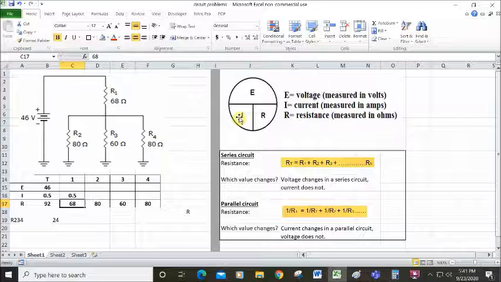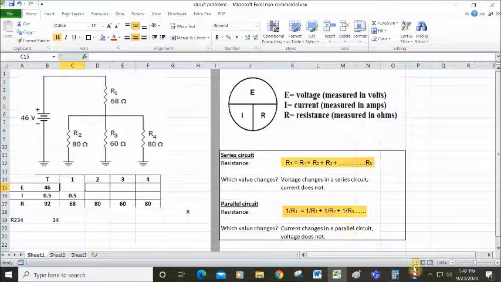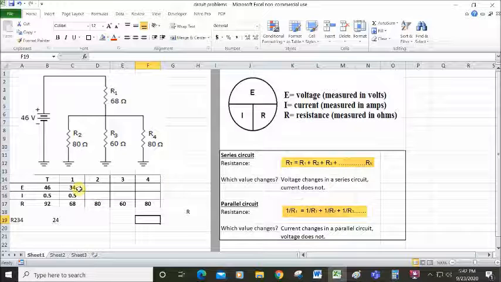If I'm looking for E, it's I times R. Our I is 0.5. Our R is 68. And that gives us the voltage at component 1 as being 34. So what that actually means is that is a voltage drop at R1. So we have 46 volts going into R1. It's going to drop 34 there. So we have whatever's left coming out of R1 going to the rest of this circuit. 46 minus 34 is going to give us 12 volts. So after our voltage drop at R1, we're going to have 12 volts left coming out of it.